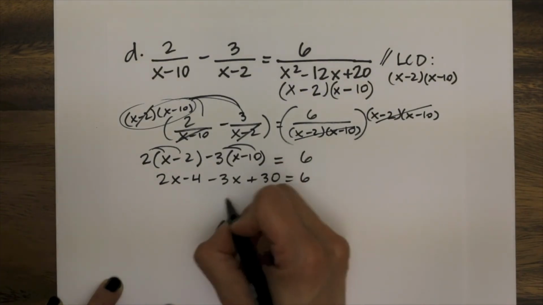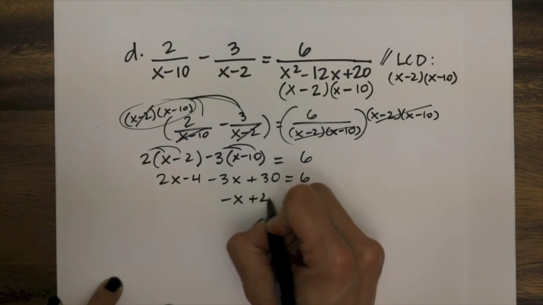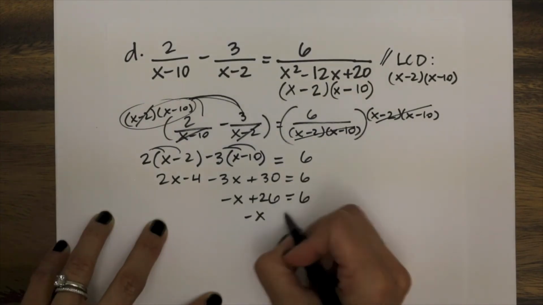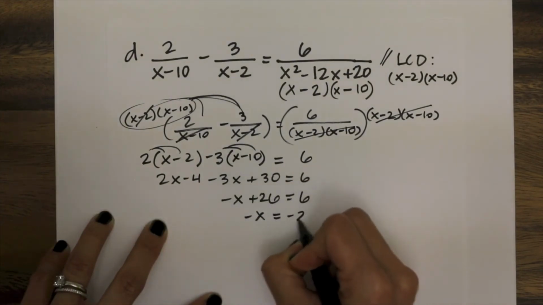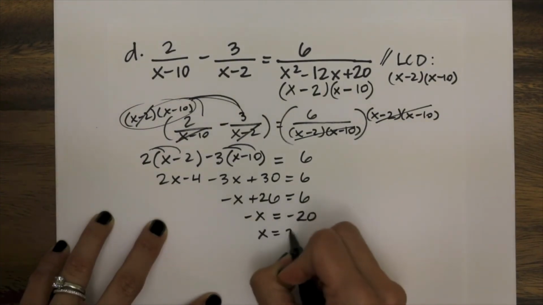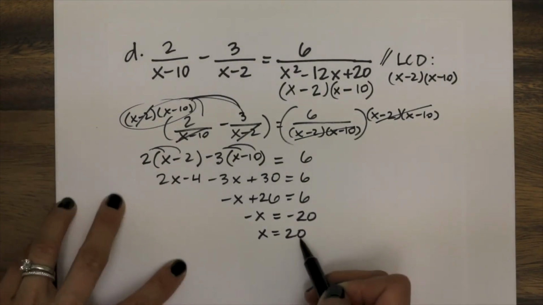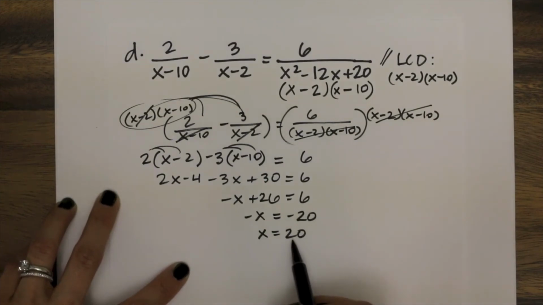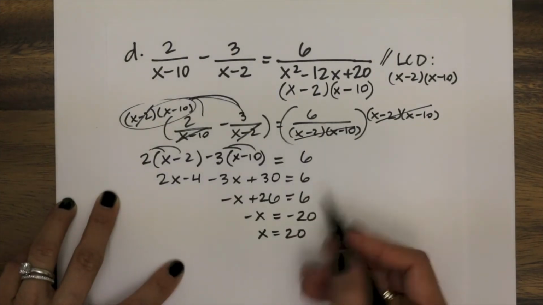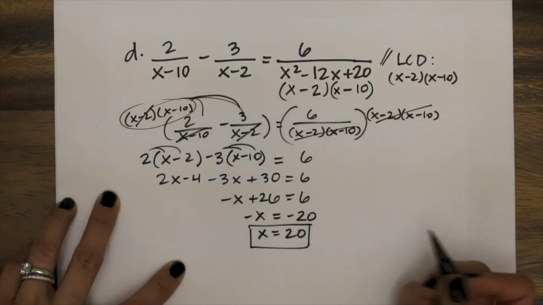Combine like terms. I'm going to subtract the 26 over, making negative 20, and then dividing both sides by negative 1. You get x equals 20. So again, double check that 20 doesn't make any denominators equal to 0, and we're good to go. So that's going to be our final answer.